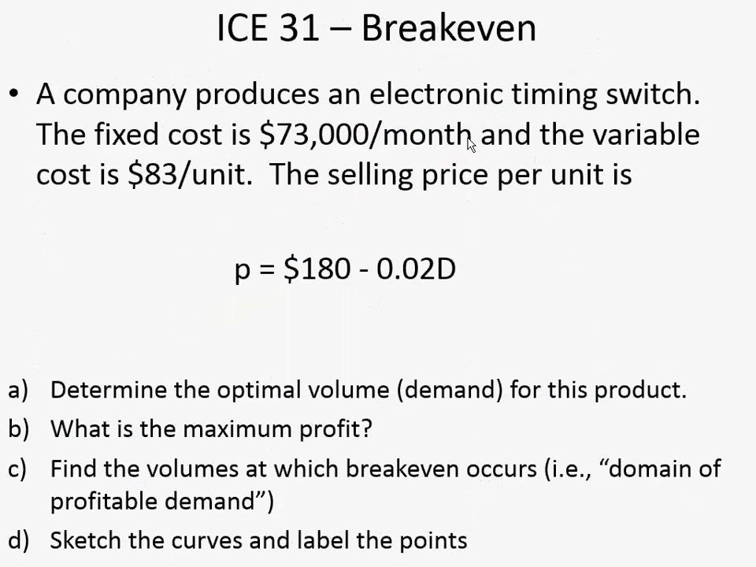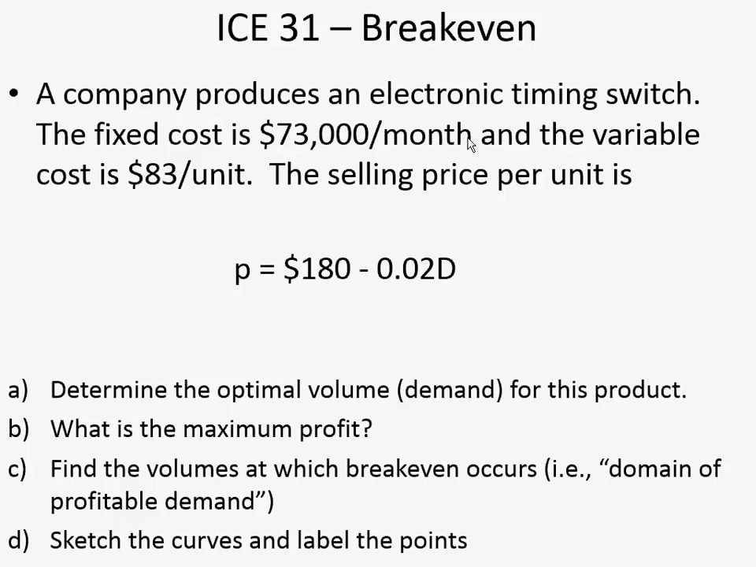All right. So here's our in-class exercise for today. We have a company that is producing an electronic timing switch. It doesn't matter to us what they're making, but that's what they're making. We know that the fixed costs, C sub F, are $73,000 per month, and then the variable cost per unit is $83. So whatever the materials are that's going into that unit, it's $83 for each of them.